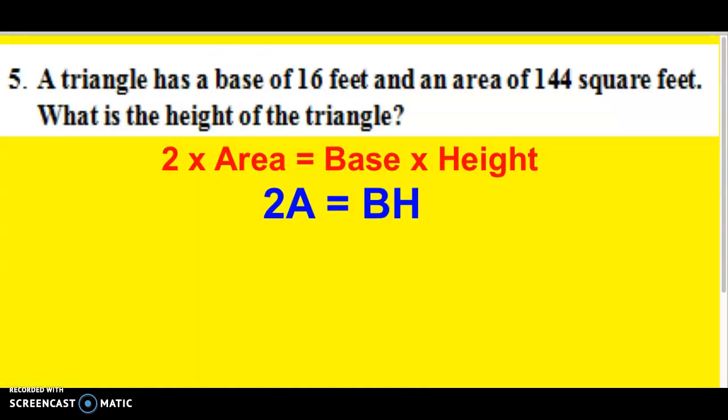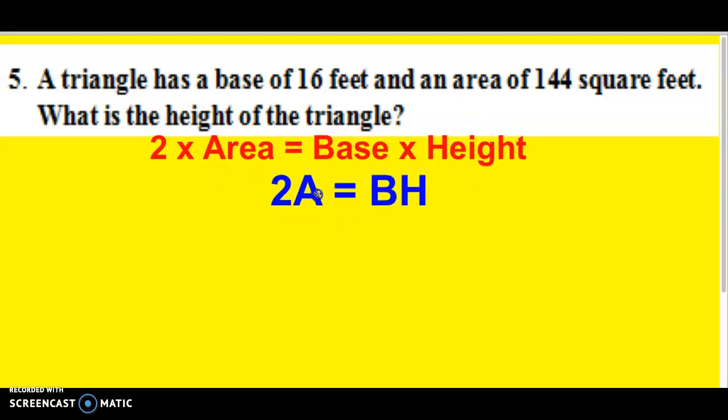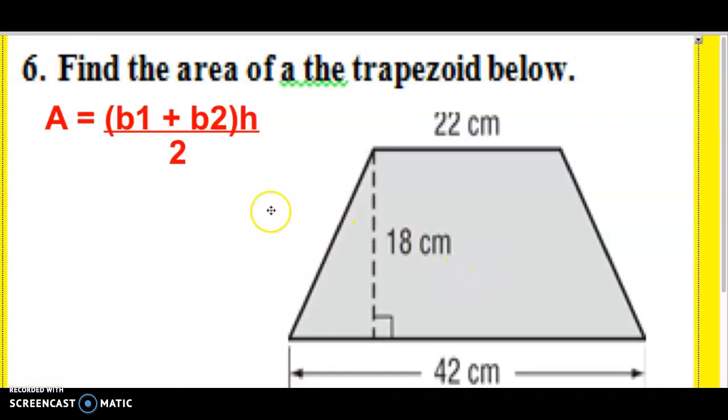For number 5, they're asking you to find the missing dimension of a triangle, the height. So the formula we use for that is 2 times the area equals base times the height. So basically you multiply the area times 2 and divide that answer by the base to find the height. In number 6, you're going to find the area of this trapezoid using the formula. These are the bases, and this is the height.